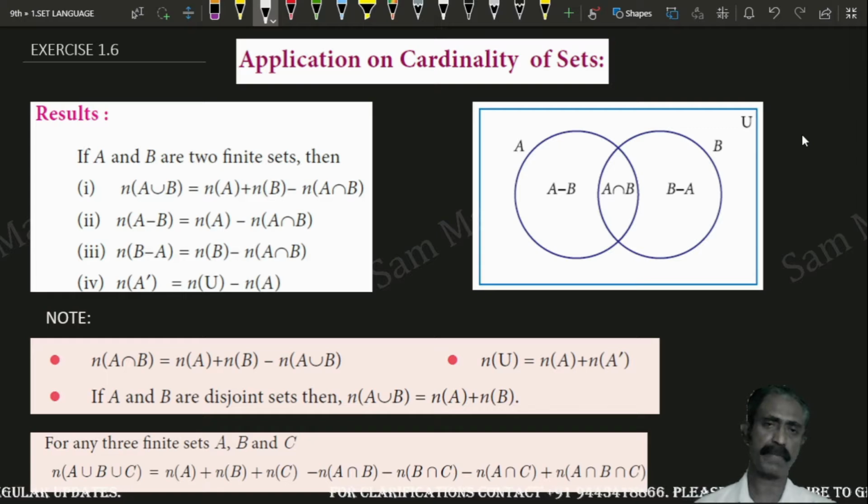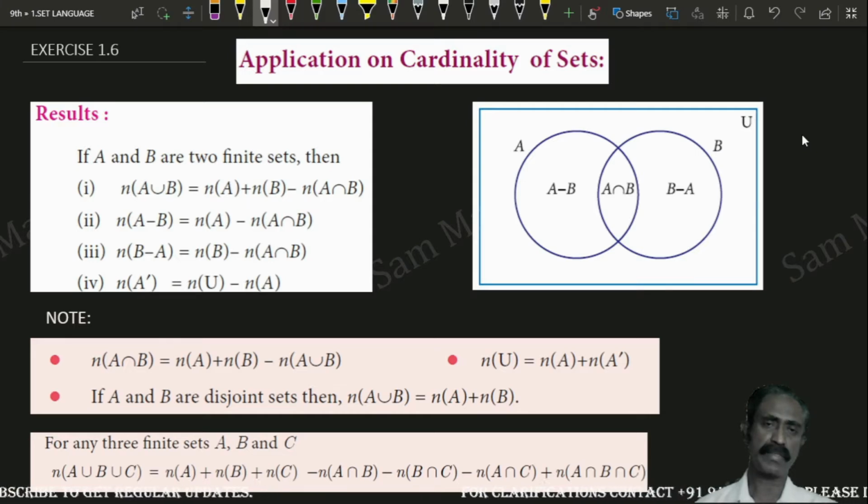Third one, if A and B are disjoint sets, then n of A union B is equal to n of A plus n of B, since disjoint means no common elements, so n of A intersection B will be 0.